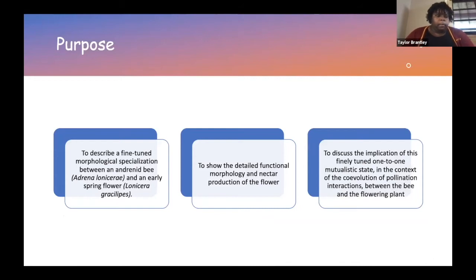So, the purpose of this experiment was to describe a fine-tuned morphological specialization between an andrenid bee, Andrena lanicerae, and an early spring flower, Lonicera gracilipes, that is visited by multiple pollinators. They also show that the bee is finely adjusted to the morphology of the flower. And lastly, they discussed the implication of a finely tuned one-to-one mutualistic state in the context of coevolution of pollination interactions between the bee and the flowering plant.